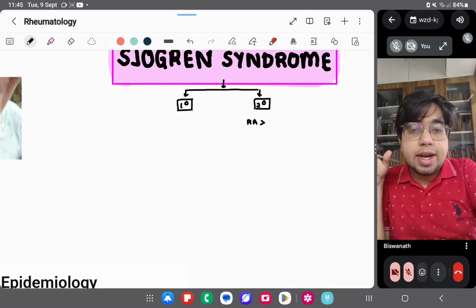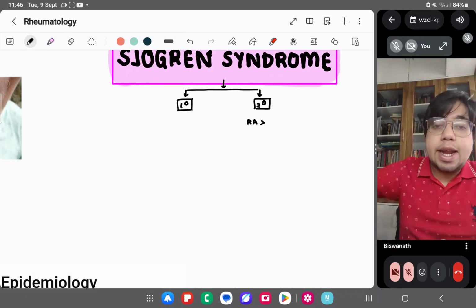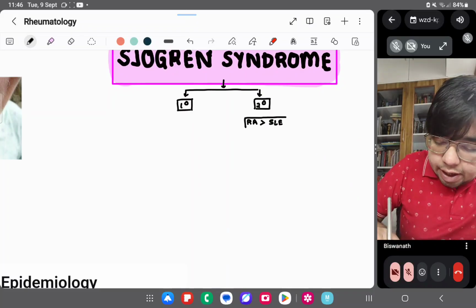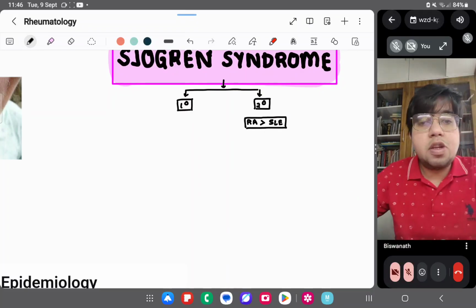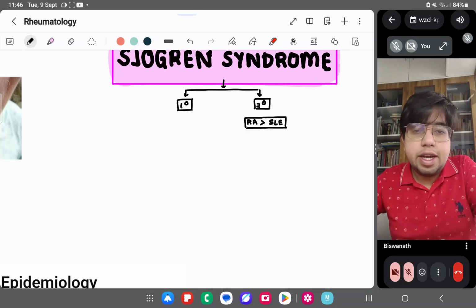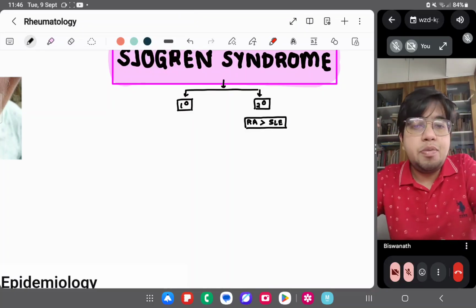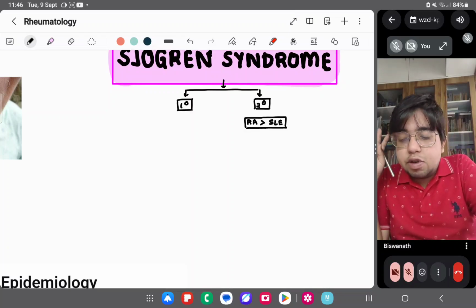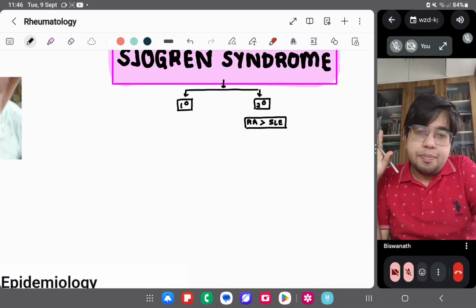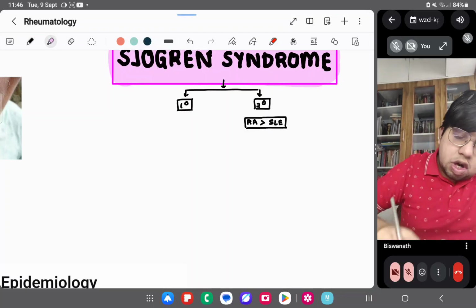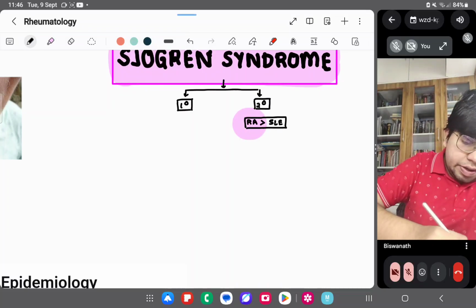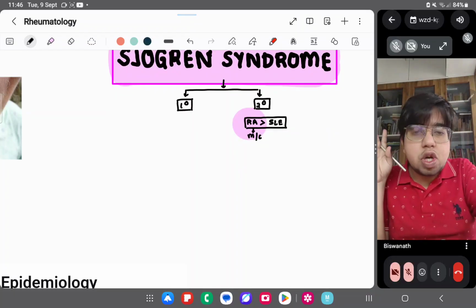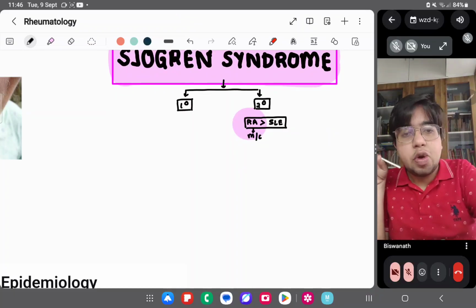After rheumatoid arthritis, it can be associated with others. The second most common is SLE. We'll study SLE in detail. I have made an SLE video for pathology, but we'll study SLE in medicine, which is a bit more comprehensive and more detailed, you can say. Let's focus on Sjogren's first. RA, rheumatoid arthritis, is the most common association, right? So this is the most common cause of secondary Sjogren syndrome.